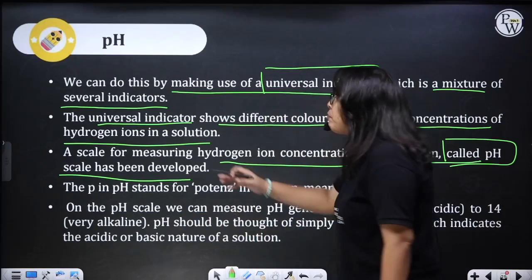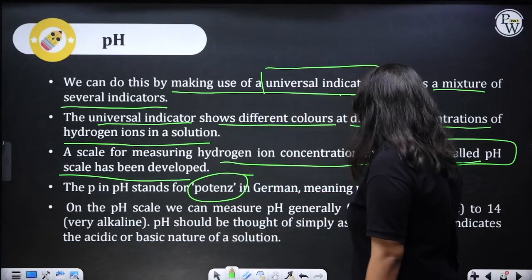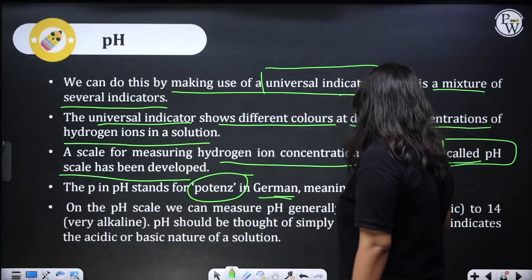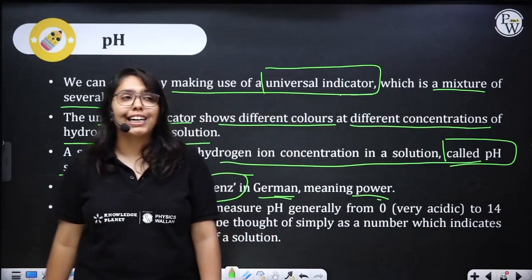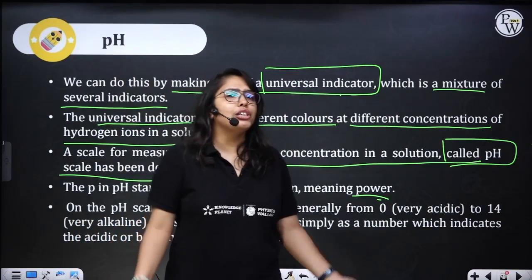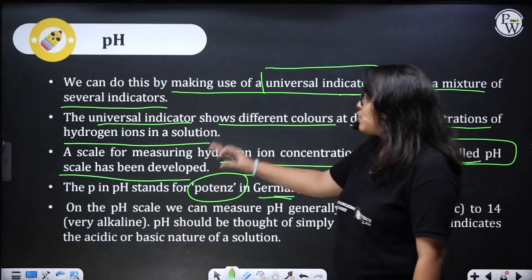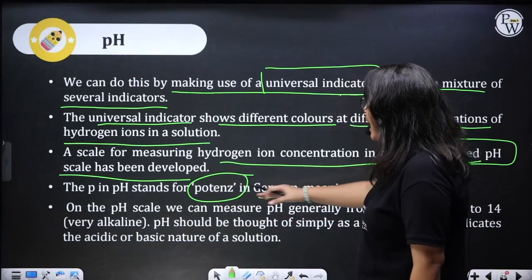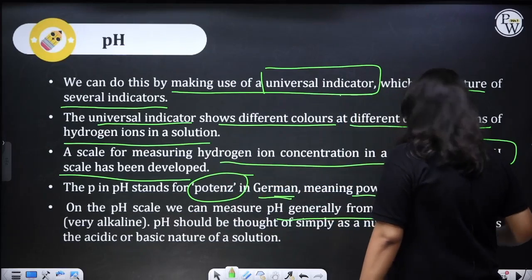And the P in pH stands for potenz in German, which means power. Power of hydrogen, that is, how many hydrogen ions are present. That is what pH talks about. So on the pH scale, we can measure the pH generally from 0 to 14.